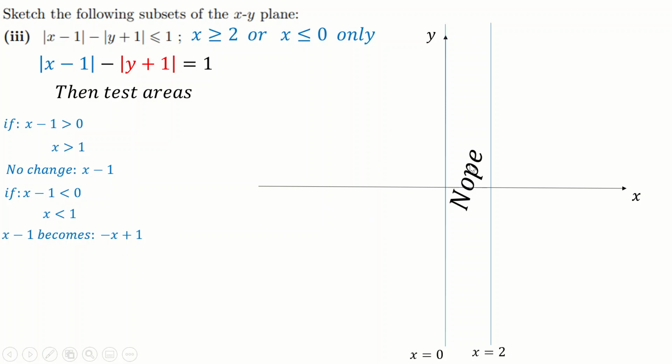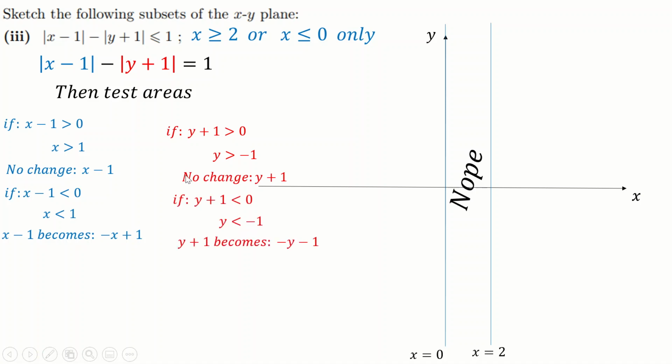And of course, in the middle, I'm just going to do nothing. Now, what about for the y? Well, if y plus 1 is greater than 0, which happens when y is greater than minus 1, I'm not going to do anything to it. And if y plus 1 is less than 0, which happens when y is less than minus 1, then I'm going to times it by minus 1 and flip it. Times the whole thing by minus 1, remember. So my critical line for y is that y is minus 1. That's when my behavior towards this function changes.